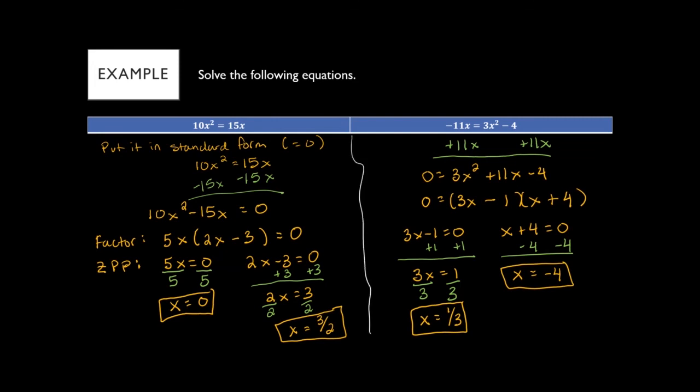So for the example on the right, we had to first get one side equal to 0, and it was easier to move the negative 11x to the other side because it was fewer things to move. Then I had to factor. Then once you factor, you set each factor equal to 0, and then you solve.